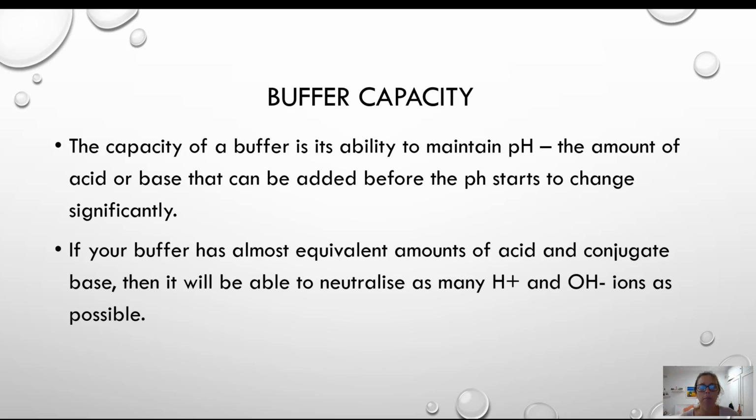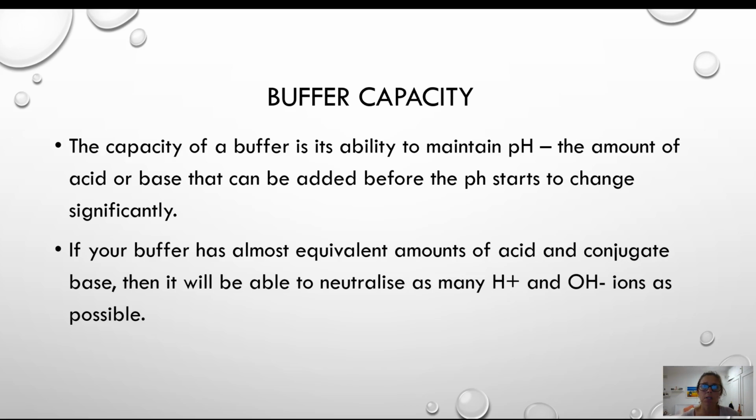So where do we see this happening? We talk about something called buffer capacity, and that's its ability to maintain pH. That's what we want it to do. We don't want the pH to change that much, and there are certain circumstances where this is necessary. Our blood is one of them. If we've got an increased amount of carbon dioxide in our blood, that can affect the pH of our blood, which could be life or death.